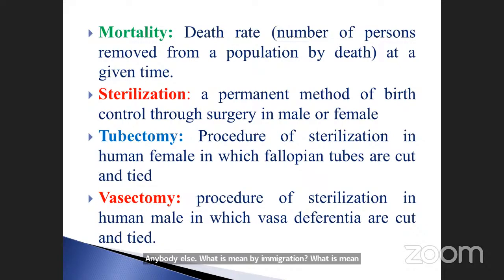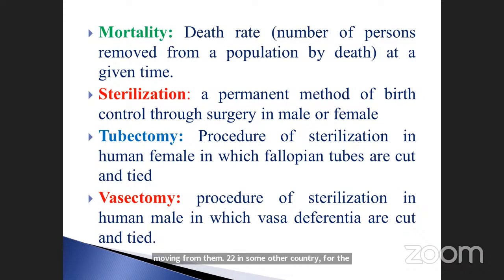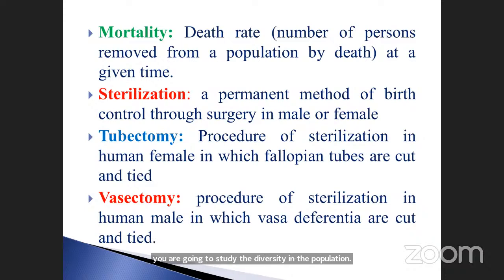Emit, E. So that is called exit. Note it down. This is very, very important. Those who are moving from our country to some other country for the purpose of a job, residence or business, and also settle there, come under the heading known as emigration. Immigration is the same process coming from another country into our country. That is called immigration. These are all very, very important when you study diversity and population. At that time we can easily identify it. Okay. Next, what is sterilization?